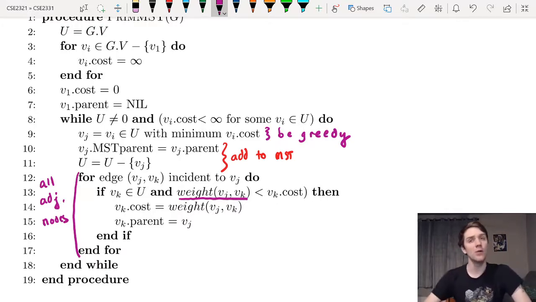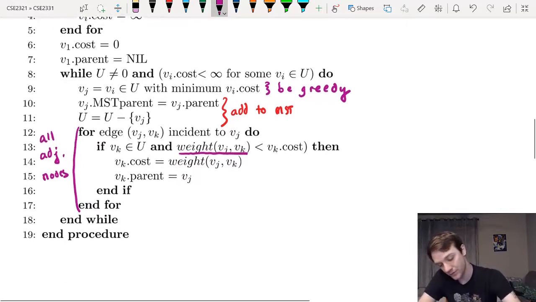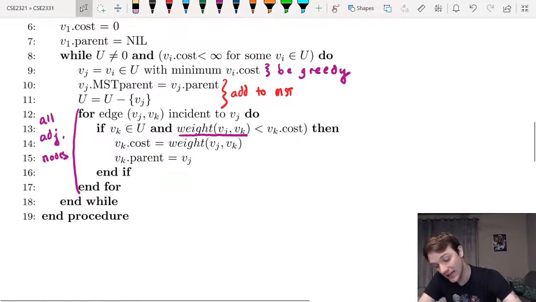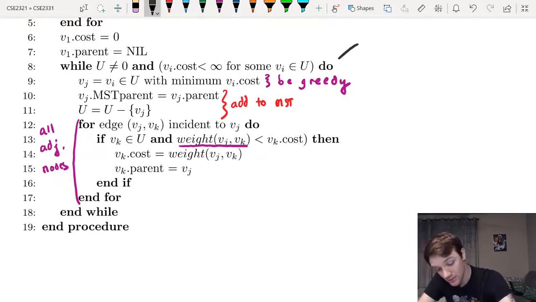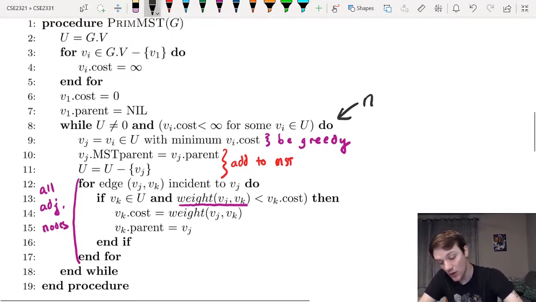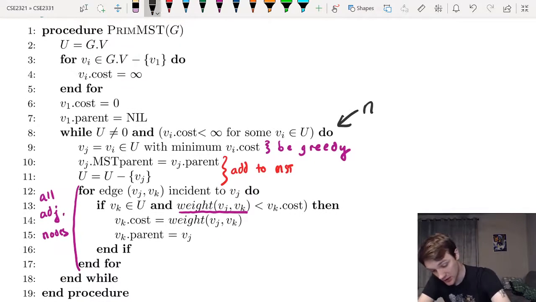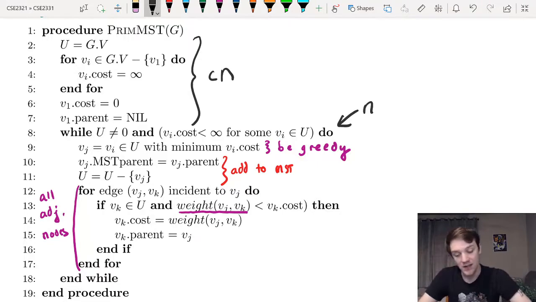So how long is this going to take? Did this actually buy us any efficiency in the algorithm? Let's see. So line 8 will always run n times. There's no way around that. This code up top is going to run in Cn. So that's not bad. The setup didn't cost us too much.